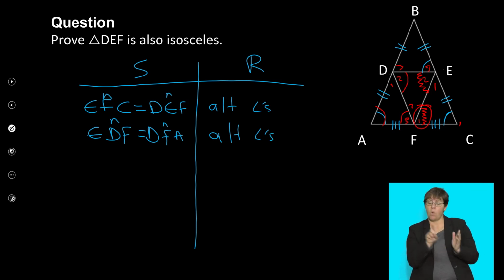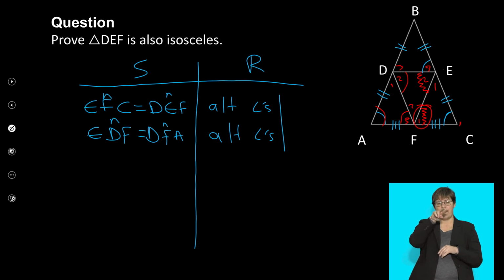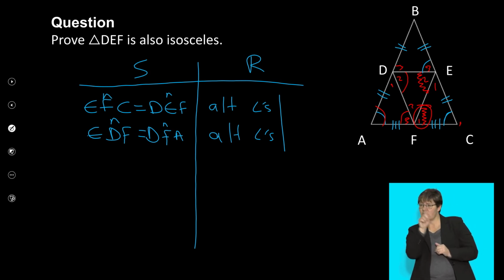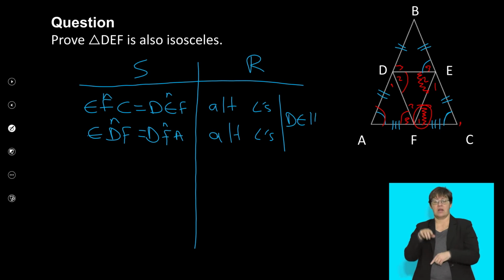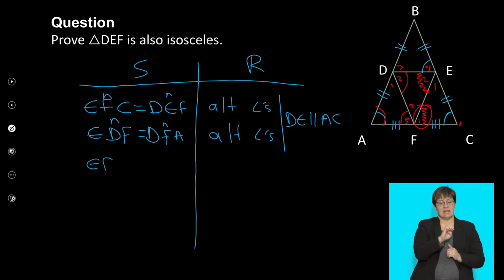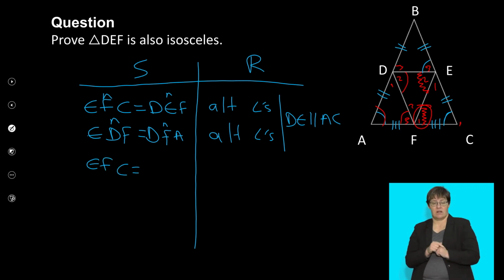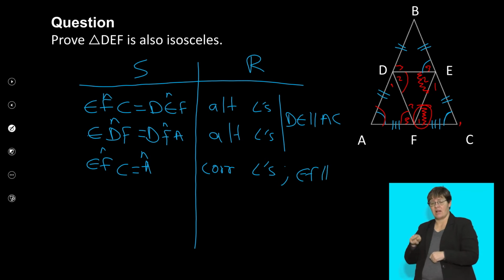So just remember to always indicate which lines are parallel. The lines that we are trying to use here will be DE parallel to AC, right? But now what do I know? I know that the angle EFC is equal to the angle A, right? That is because of corresponding angles, and that is simply because EF is parallel to BA, right? Midpoint theorem there.